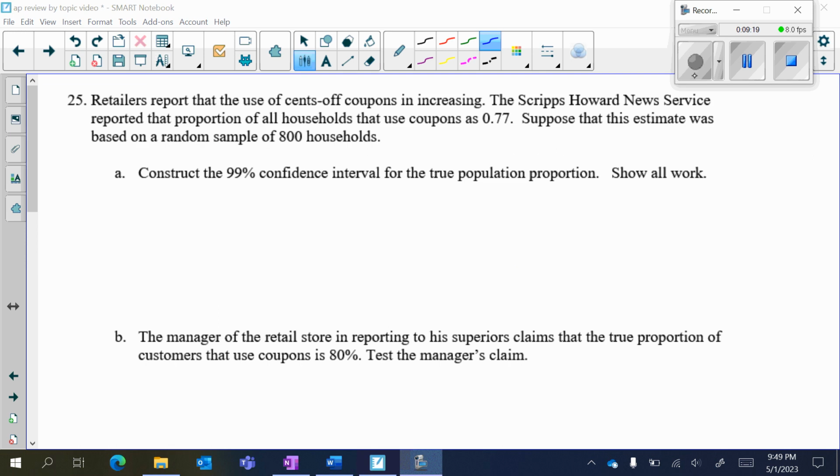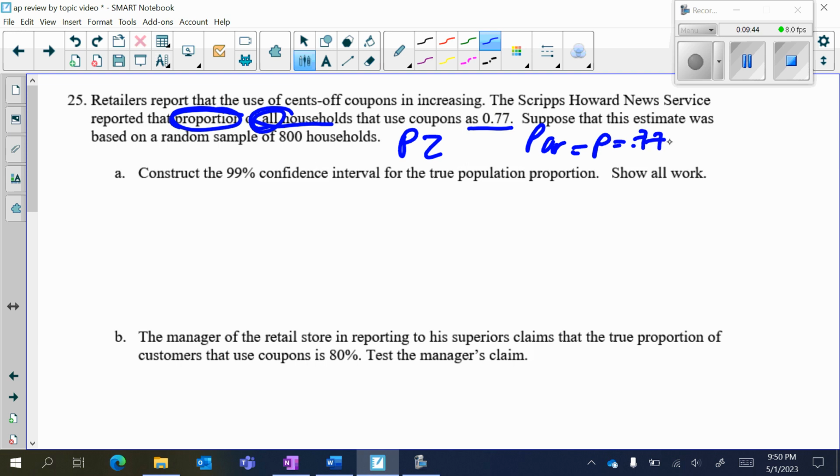Now we're going to go over to number 25. Let's read the question. It seems like the question says the word proportion. As soon as you see the word proportion, I would write P Z. Proportions, we use Z. This news service reported that the proportion of all households that use coupons is 0.77. So hopefully you see the word all and you think, oh, that's a parameter. Specifically, the parameter is p, and that's 0.77. And that's what's reported by this service, okay? Now, if you reread the question, it sounds like we're doing a sample of size 800.